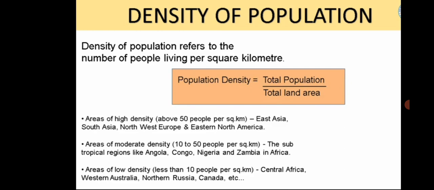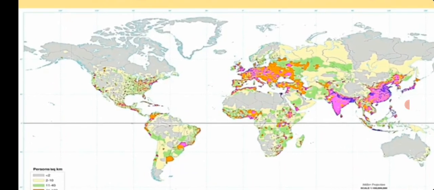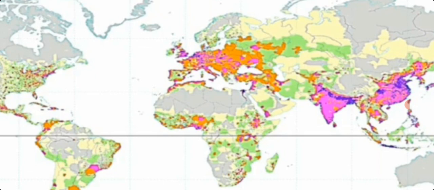World Population Day is observed on 11th July every year. It seeks to raise awareness of global population issues. World population density areas, see the map.